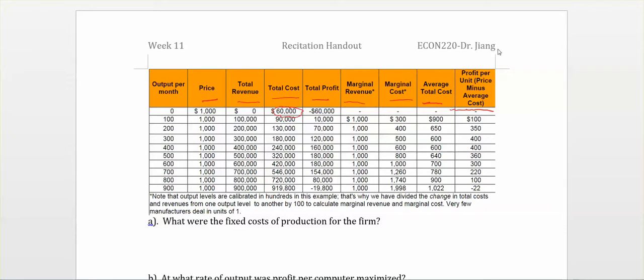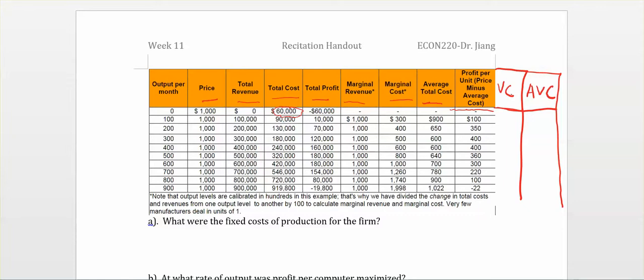So what are they? The first column I suggest you add is the column for variable cost, because we don't know what the variable cost is. And beside the variable cost, one more column is average variable cost. By adding these two columns, we already have a very complete picture of the cost of producing computers.